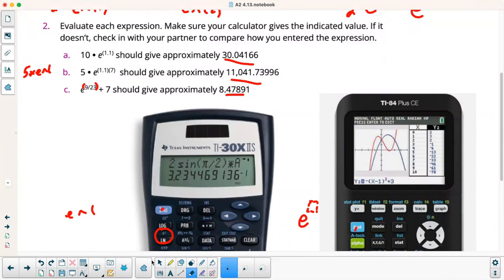Okay, so play around with your calculator. Make sure that you know how to type these in, because it would suck to do the whole problem and then get it wrong because you typed it in wrong. So make sure you can do all these and get these right answers. But everybody has different calculators, so there's all kinds of different ways it might pop up on there.